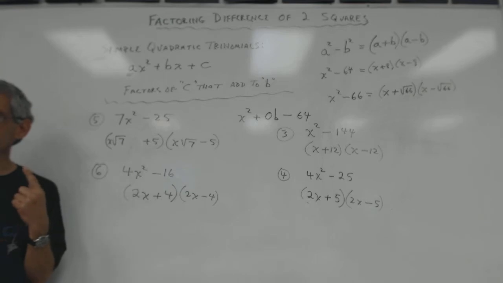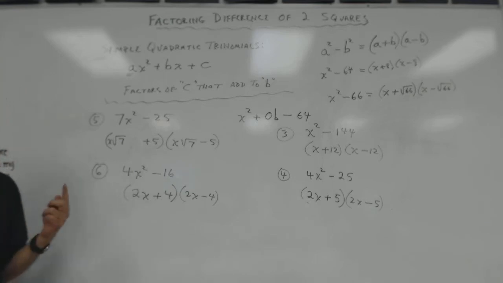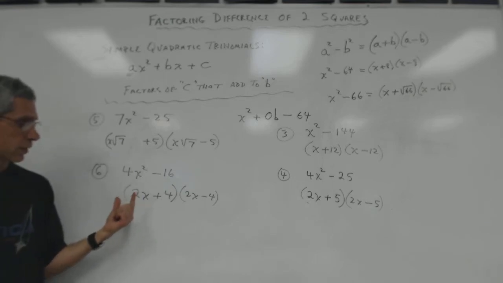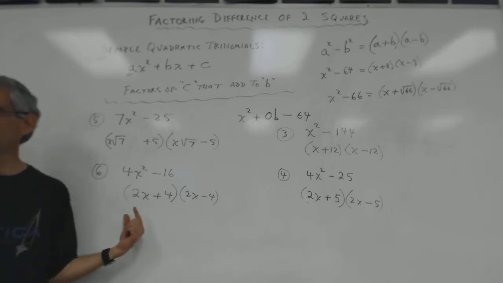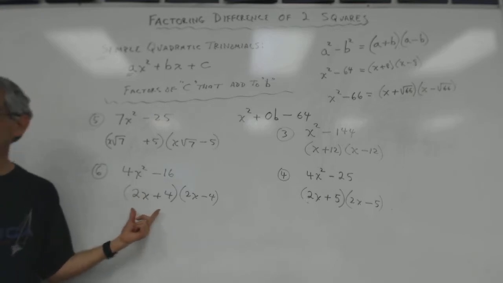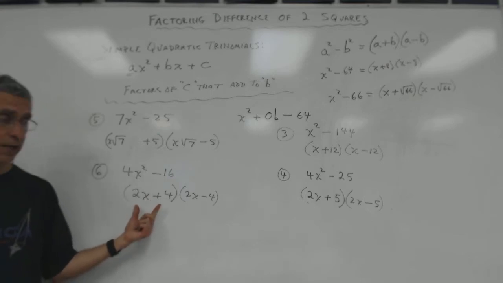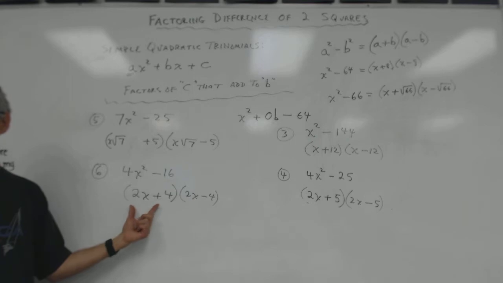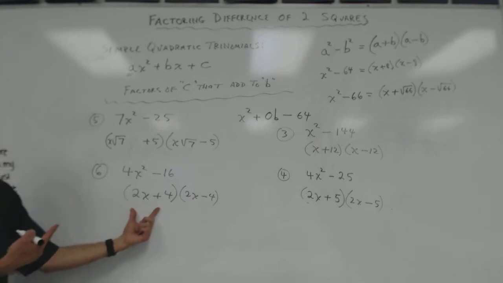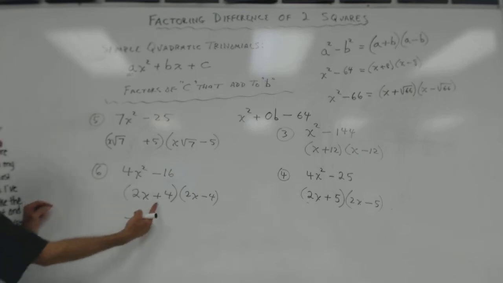Right. But there is an issue. If you notice, the goal with all of these is that when you finish, what is in each binomial has to be fully factored. Could I factor something out of this? Yes, you could. What could I factor out of this? You could factor out the 2. Okay, so I could factor a 2 out of just this one.